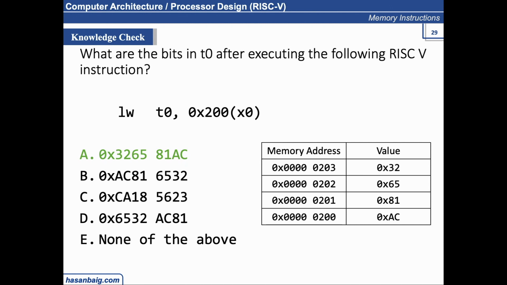Sorry? I thought you were only loading AC. No, the entire 32 bits, the 4 bytes, the entire word. LW loads the word. Okay, so word means 4 bytes. Okay, so let's proceed ahead.